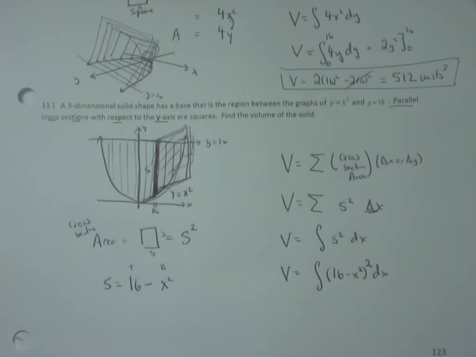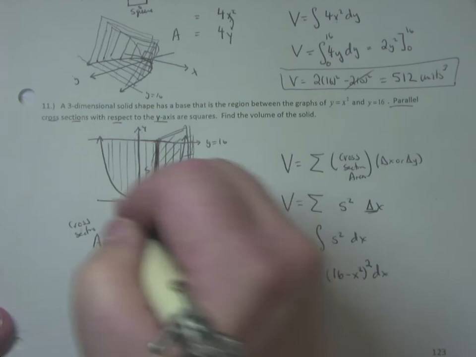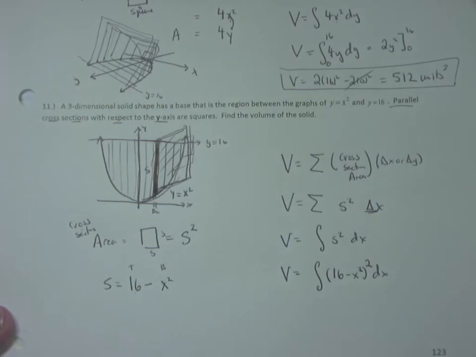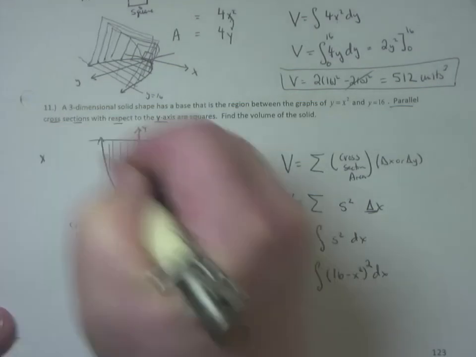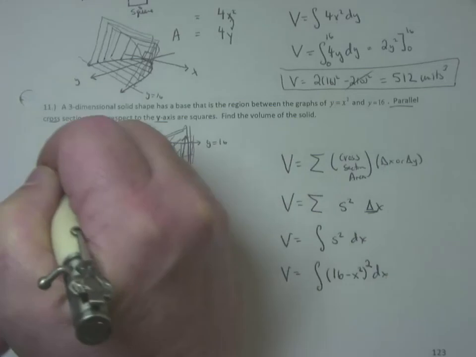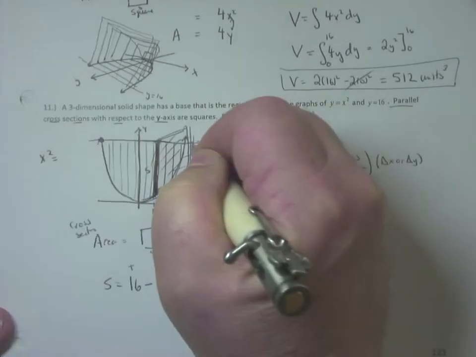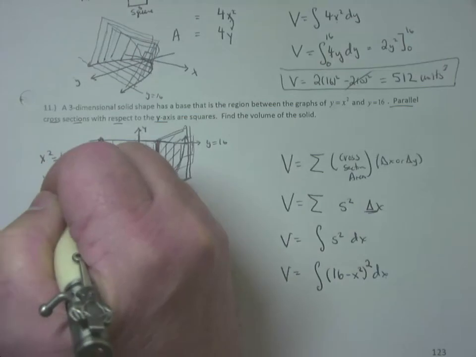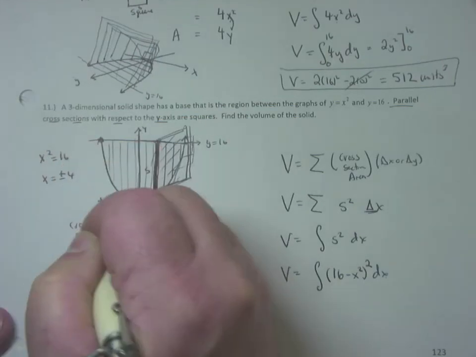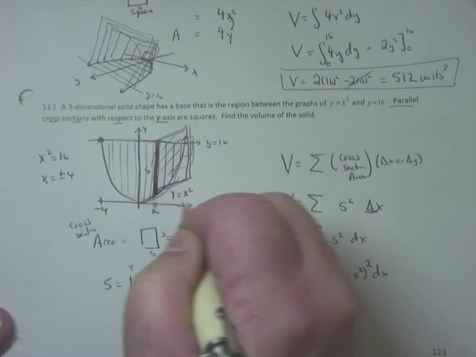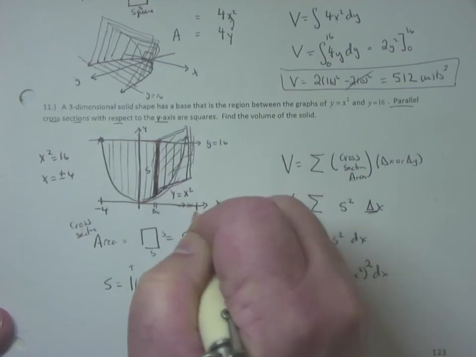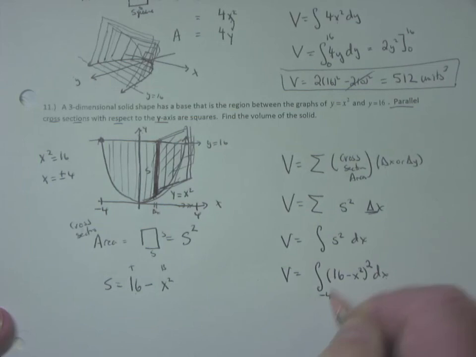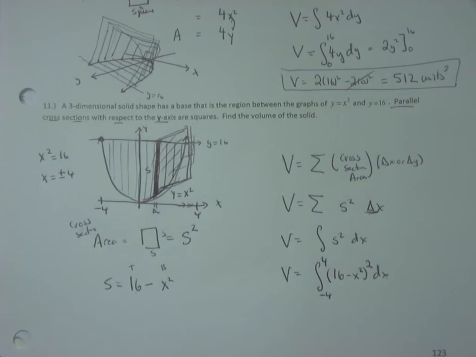One last thing though, what are my bounds? It is from where? You said it. And how did you get it? This is dx, so x numbers. So x squared meets up at 16. So x squared equals 16. So x is equal to officially plus or minus 4. So they meet up here over at negative 4 and over here at positive 4. So you're integrating from negative 4 to positive 4. You've got to use x numbers on the bounds.